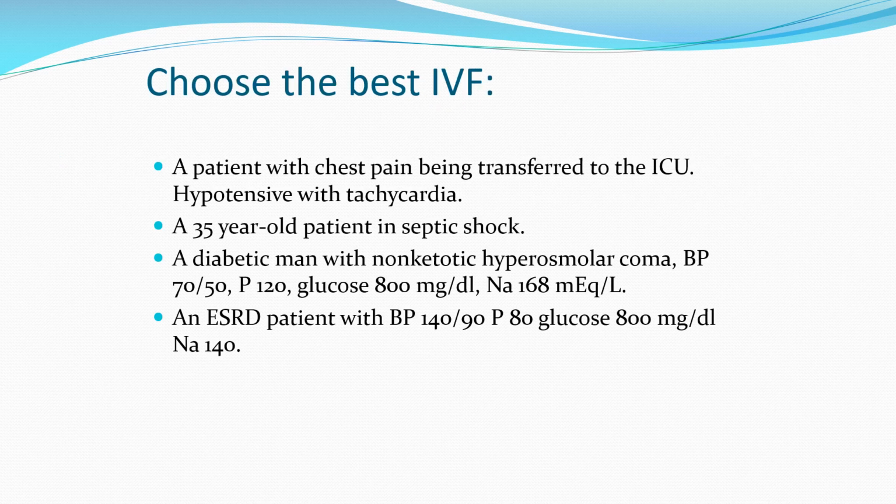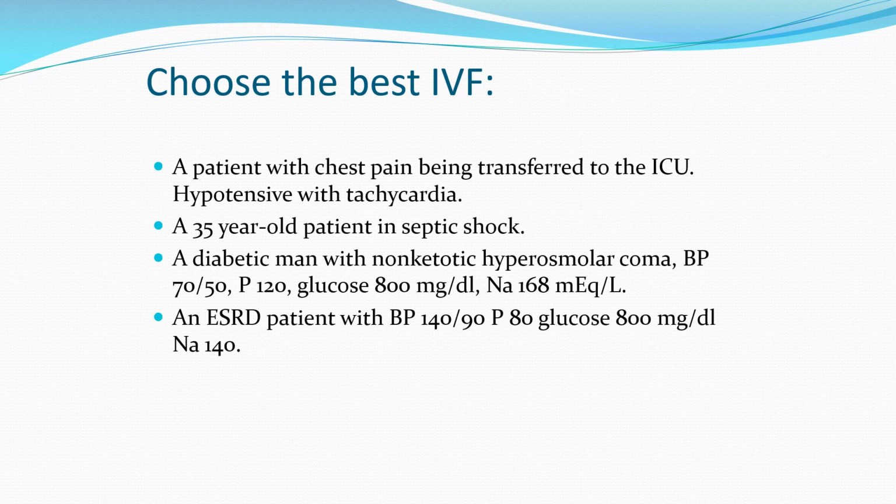So let's go over some clinical scenarios and see what kind of fluid we would give in various situations. In the first example, a patient with chest pain is being transferred to the ICU and is hypotensive with tachycardia. So in this patient, you'd give an isotonic fluid like lactated ringers or normal saline to bring up their blood pressure. In the second example, a 35-year-old patient is in septic shock. Here you would want to give a more physiologic fluid like lactated ringers, since we know that giving a chloride-rich fluid like normal saline will be more likely to lead to acute kidney injury.